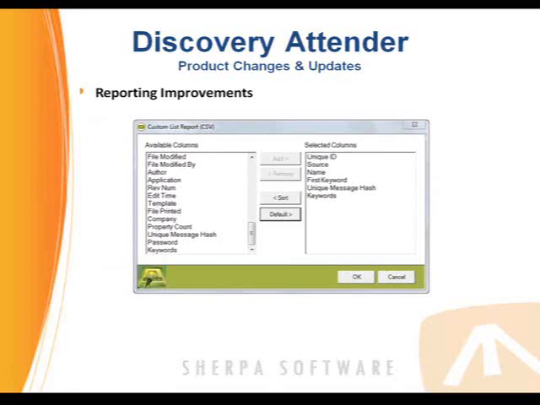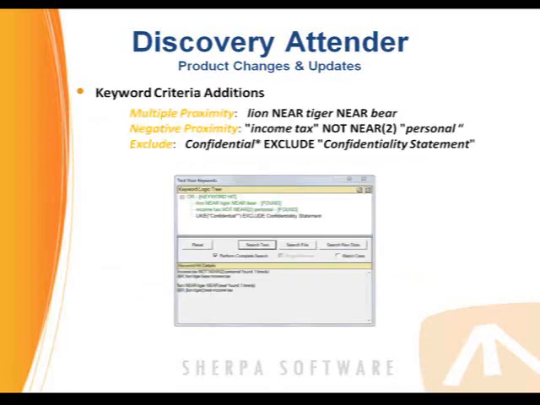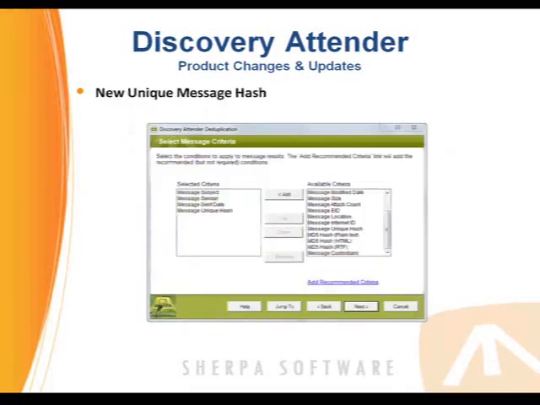The first option that you should be aware of are reporting improvements. Our CSV report has been improved in a number of ways. First of all, we've created 2 new reports, one for keyword reporting and a new custom report, which you're seeing here, which will allow you to choose columns that you are going to include in your report. We also have keyword criteria additions. This includes multiple proximity, negative proximity, and excluding. All these options will help you make your criteria more effective when doing your searches. We're going to go through these in a little more detail when we go through the product walkthrough.